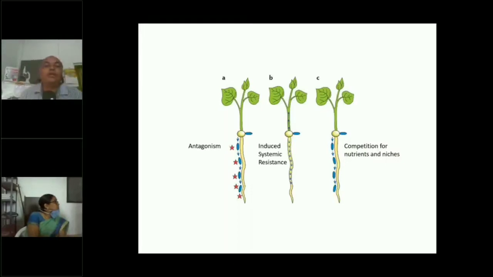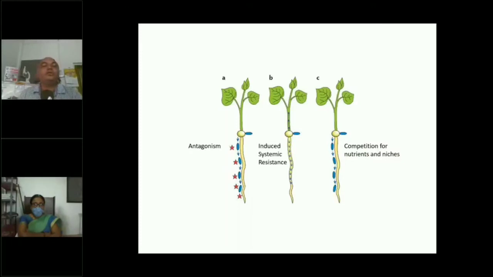Then induced systemic resistance, or systemic acquired resistance: when we apply Trichoderma, this biocontrol agent, the plant induces its resistance system, and then it will protect against the pathogen. Then competition: when we apply these biocontrol agents, their population will be greater compared with plant pathogenic fungi like Pythium and Phytophthora, and because of that competition, the pathogenic fungi will not be able to infect the plants.